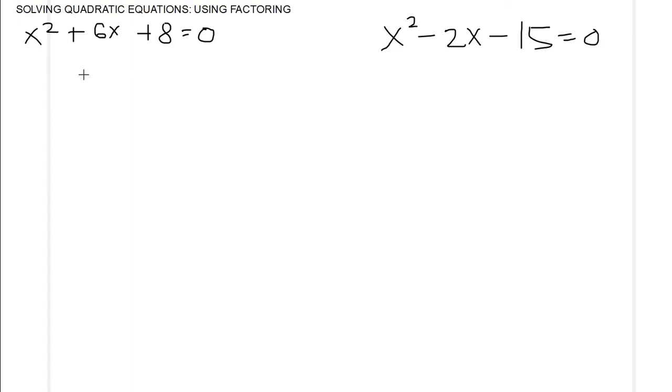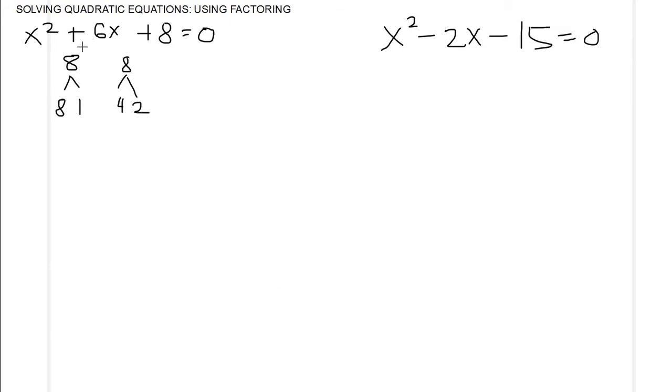So first, let's work with x squared plus 6x plus 8. The first step would be to identify the possible factors of 8. The possible factors of 8 would be 8 and 1, and the other possible factors will be 4 and 2. And now what we have to look at is the middle term. So here we can see that the middle term is plus 6.